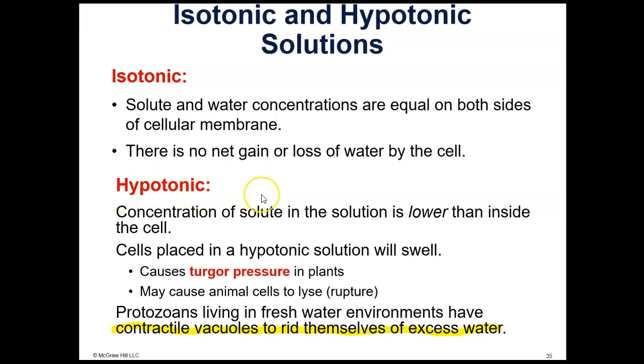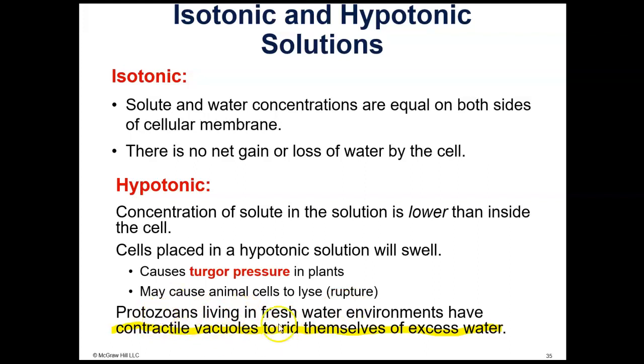Hypotonic means the cell is going to swell up like a big round letter O, and the hypotonic solution has a lower solute concentration than inside the cell. In plant cells, this will cause turgor pressure. It will cause the plant cells to swell up as much as they can, but they won't burst because they have a cell wall. But in an animal cell, like a red blood cell, the cell might burst and lyse, which means rupture.